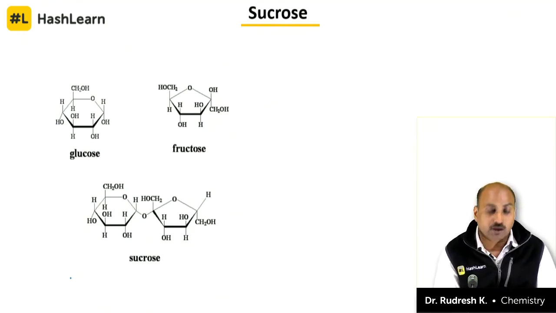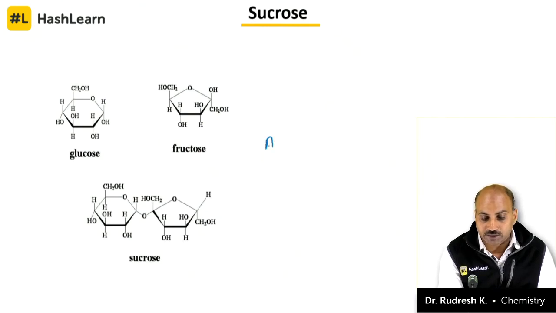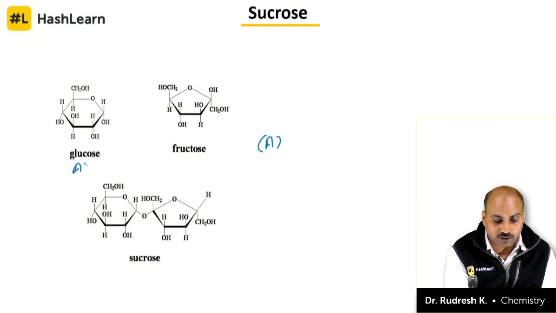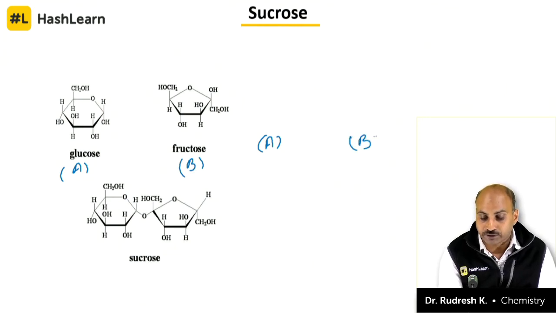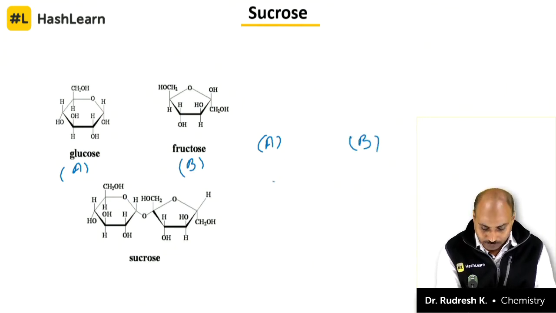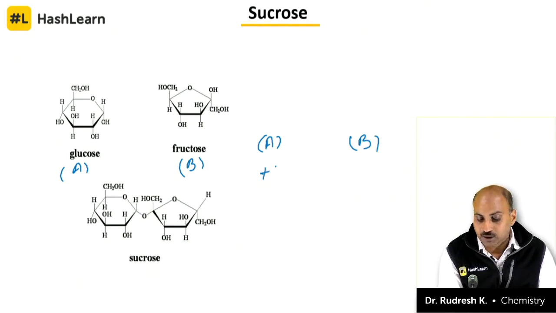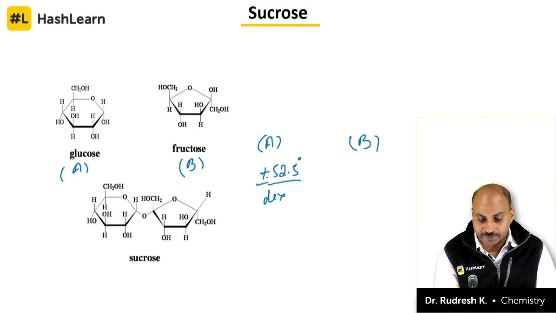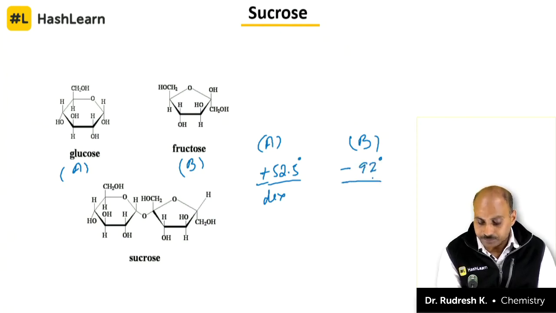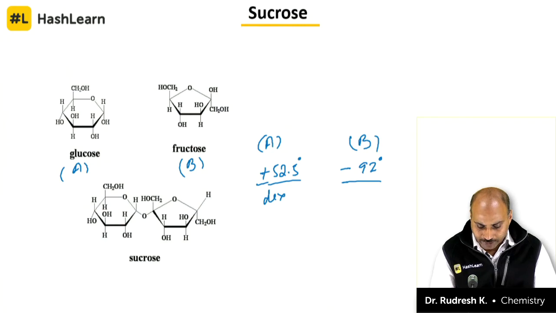When we look at the optical rotation, that is what I represent here. Glucose I represent as A and fructose as B, so that you can understand very clearly. The optical rotation of glucose is plus 52.5 degrees, which is dextrorotatory because of its positive sign. Fructose is minus 92 degrees, which is called levorotatory.